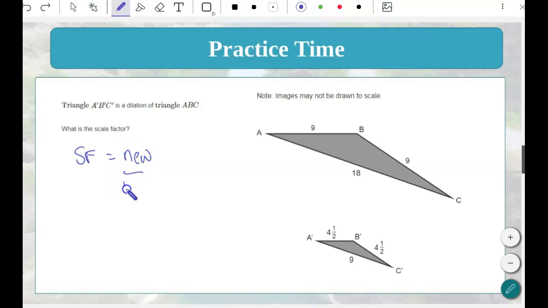Now, I am going to play it smart here, and I'm going to use 18 and 9. Now, my new number is the 9. The old one is 18. So the scale factor is 1/2. Or you may see it, like if it was a multiple choice, as 0.5 if they changed it to a decimal. Same thing.